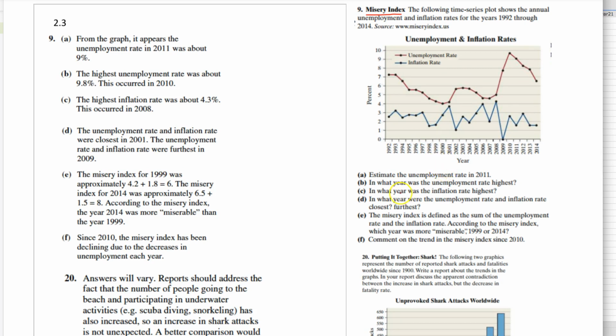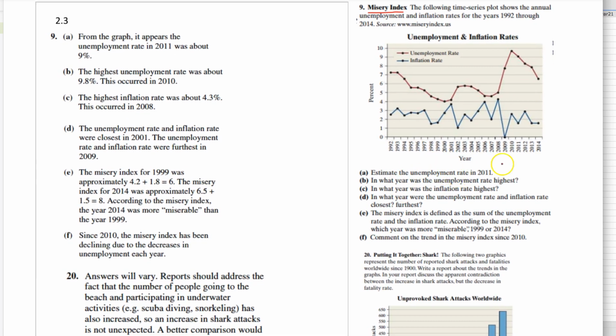First, the two individual graphs. So estimate the rate of unemployment in 2011. The one in unemployment is in red, and so if we estimate it, it's somewhere right here. So we're looking around 9%, and there's our answer. The highest unemployment rate was about in 2010. You can see it got about 9.8, 9.7. The highest inflation rate, looking at the blue graph, looks like right here, and that was around 4.3. So we have those values just reading this time series graph.